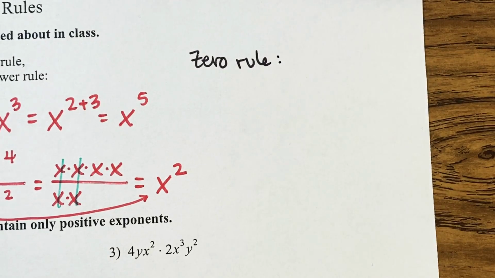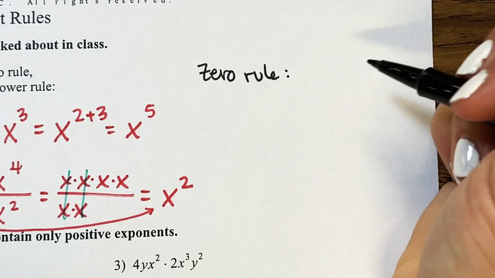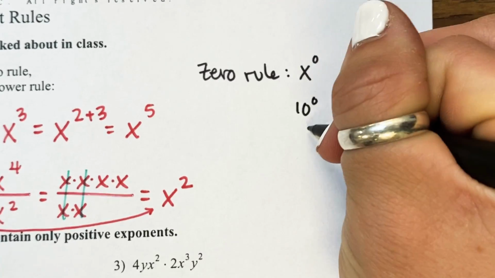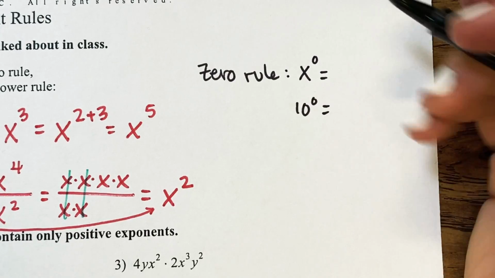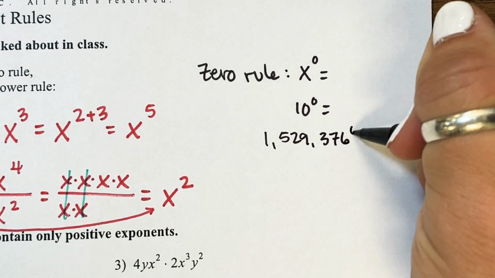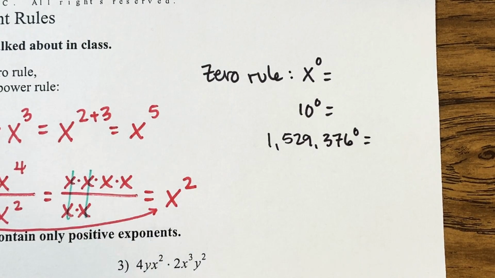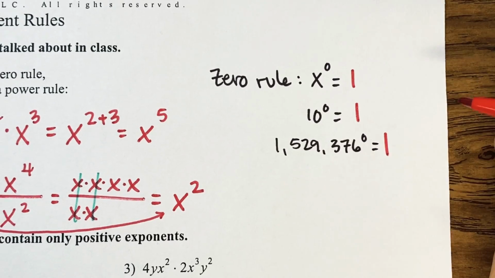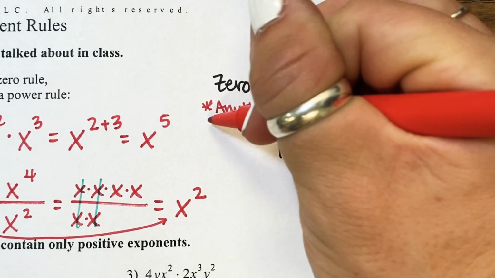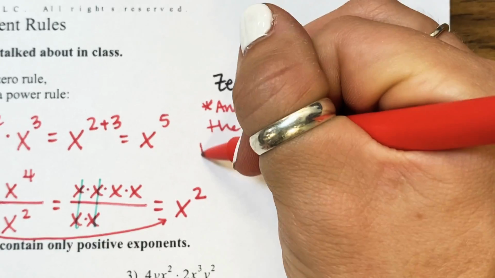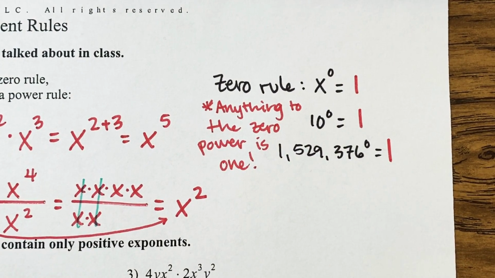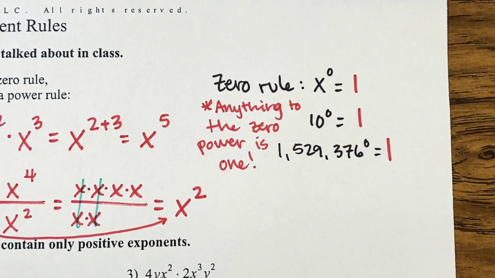Okay, 0 rule. So our 0 rule is, anything to the 0 power is what? Meaning, what is x to the 0 power? What's 10 to the 0 power? And what is, let's say, 1,529,376 to the 0 power? What do all of these guys equal? Okay, they all equal 1. Because, write this down, anything to the 0 power is 1. Anything to the 0 power is 1. Okay, beautiful. That's our 3rd rule.